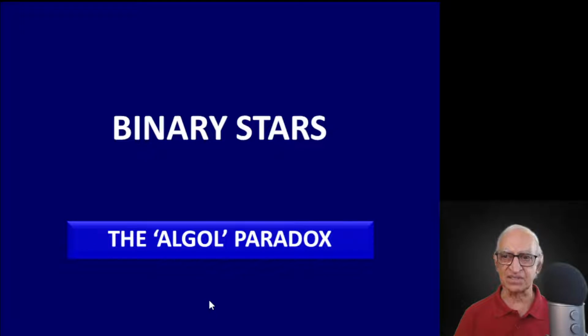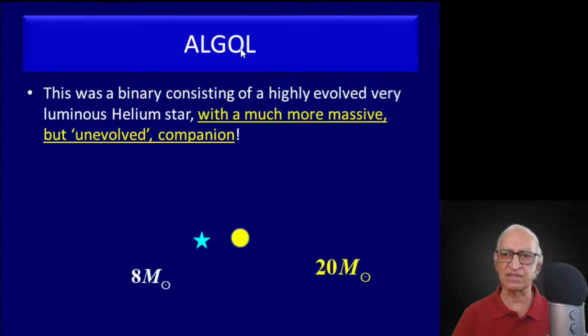We shall begin our discussion with what is known as the Algol paradox. And this is the paradox. Algol is a well-known binary which consists of two stars, one with a mass of about 8 solar mass and one with a mass of approximately 20 solar mass. What is extraordinary is that the low mass star, which is the 8 solar mass star, which is a helium star, is extremely luminous and much more evolved than the more massive companion, which is an unevolved main sequence star. Now, this is very puzzling indeed.